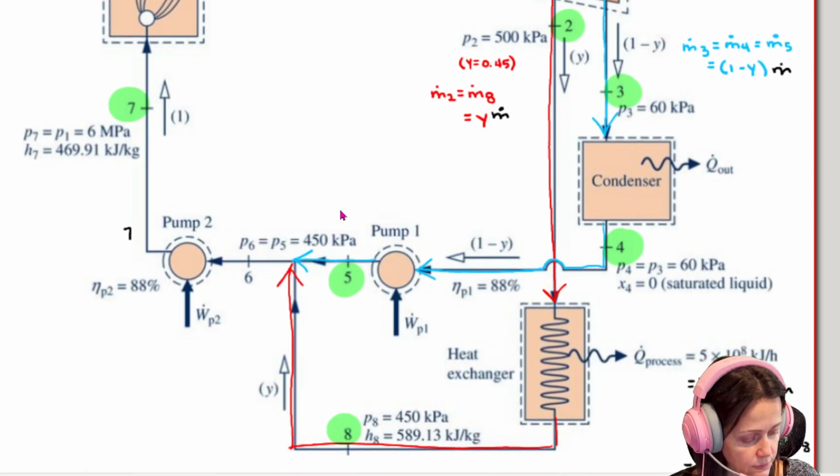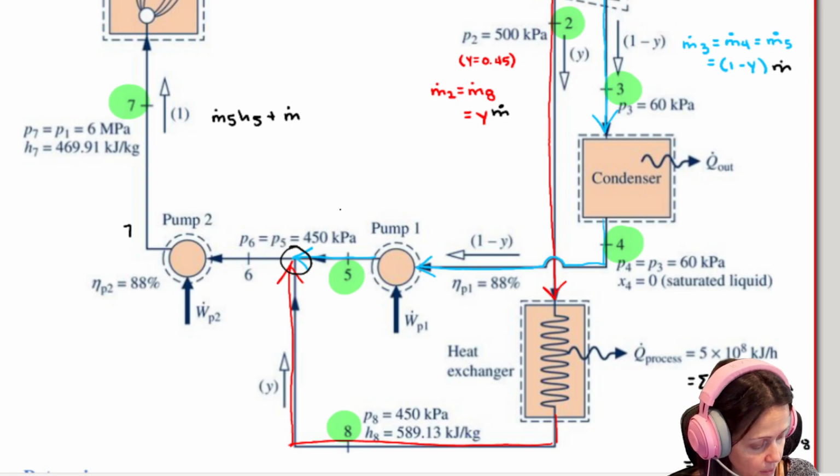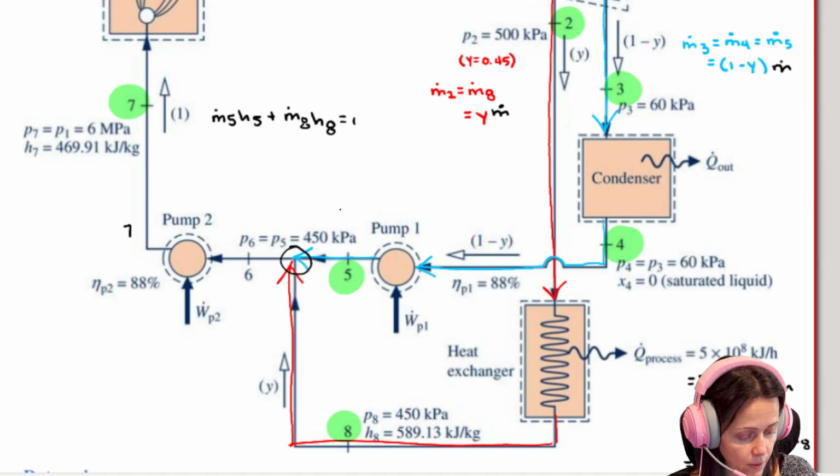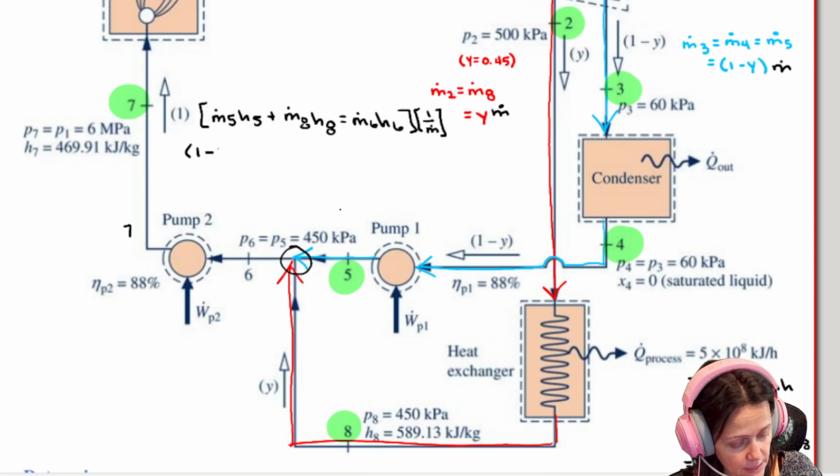So I would have the sum of the m dot h's going into this little spot right here. So that would be m dot 5 h5 plus m dot 8 h8 equals m dot 6 h6. And then I might want to put that in terms of y and 1 minus y. So m dot 5 divided by m dot is going to be 1 minus y.